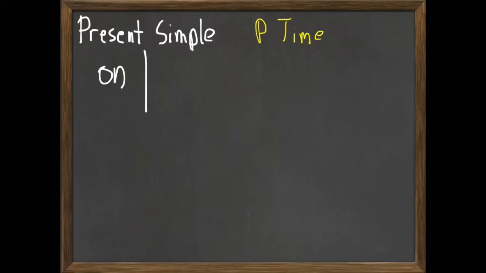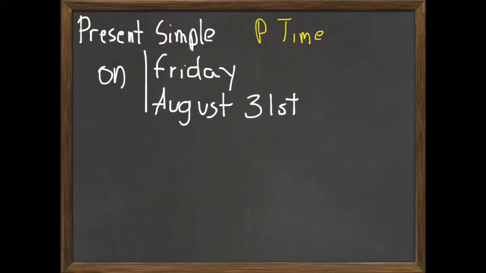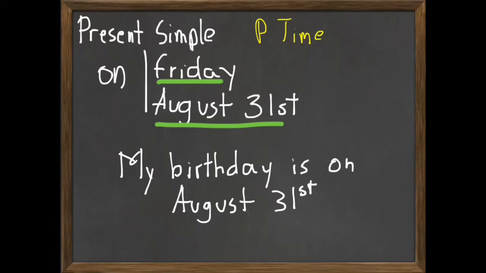Lastly, let's look at on. We normally use on to talk about times that have to do with the days of the week, or even specific dates, like on Friday or on August 31st. For example, my birthday is on August 31st. That's an example. Here we use the present simple of the verb to be because it's a situation that doesn't change. We also use on because it's a specific date, August 31st.